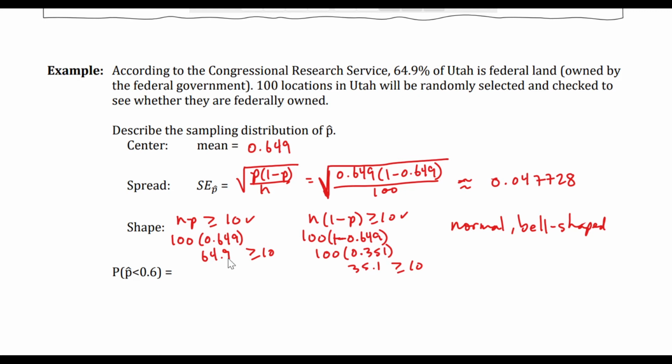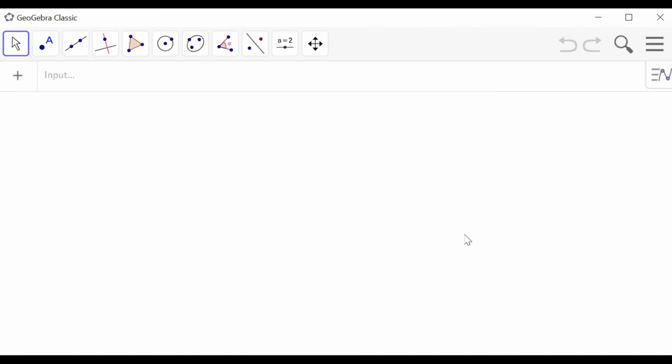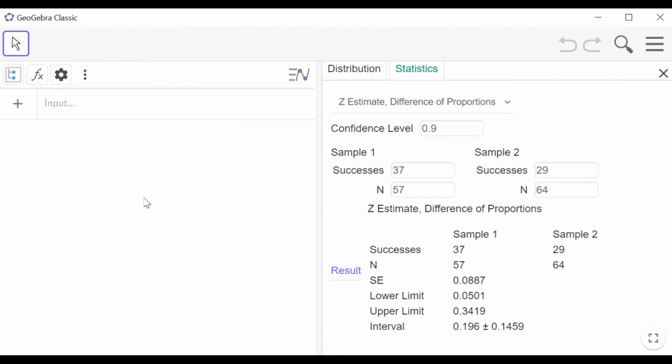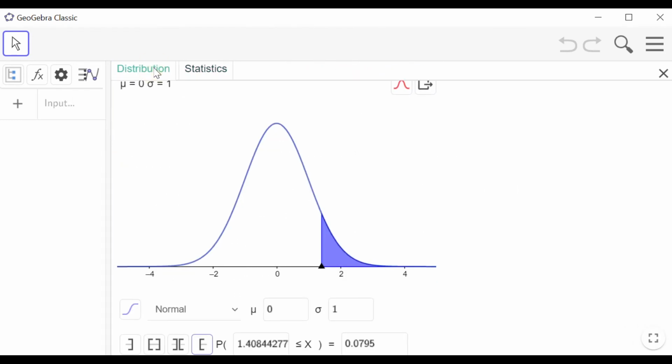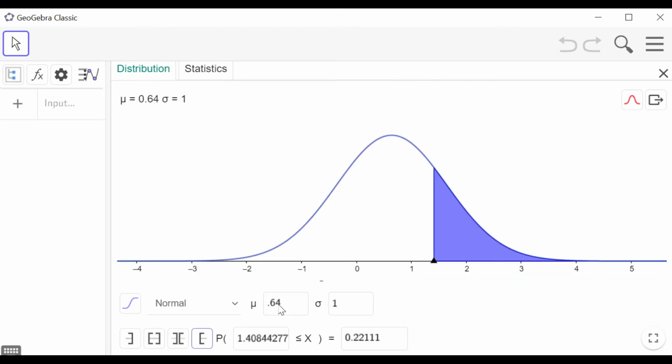So because it's normal, we can use the normal probability calculator in GeoGebra to calculate certain probabilities. So for example, the probability that p hat is less than 0.6, we can do this in GeoGebra. So we open GeoGebra, we go to the probability calculator, we go to distribution. This is the normal curve, so it's already open for normal.